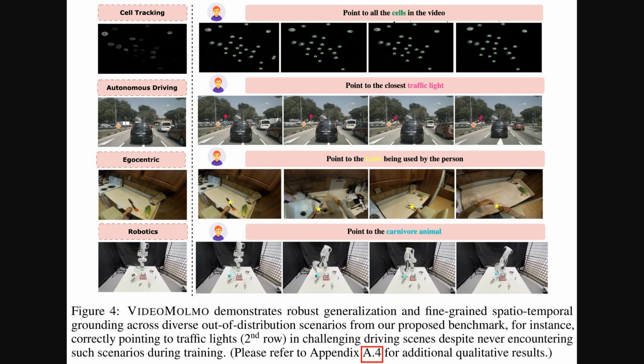Alright, so after training on that huge, carefully curated dataset, the real test is how VideoMolmo performs on tasks it has never seen before. And that's what this figure demonstrates. Its ability to generalize to what we call out-of-distribution scenarios. These are videos from specialized domains like cell tracking, autonomous driving, and robotics that were not included in its training. You can see it handles incredibly diverse and specific requests, like pointing to all the cells, identifying only the closest traffic light, or tracking a specific toy carnivore animal for a robot. This shows the model isn't just memorizing. It's really understanding the language and the visual context.